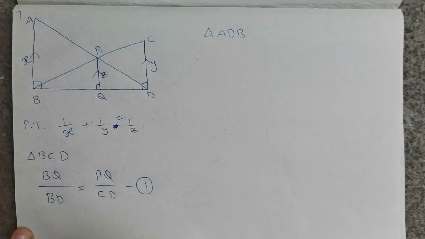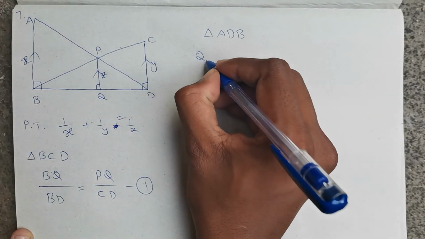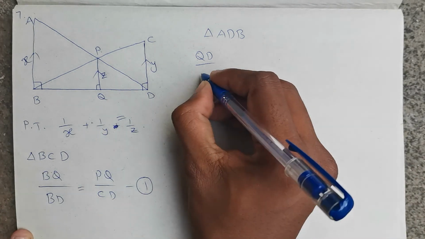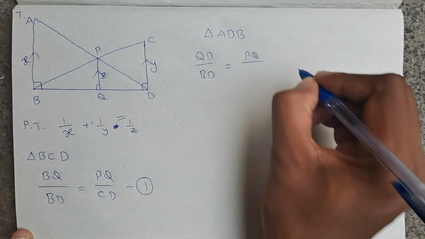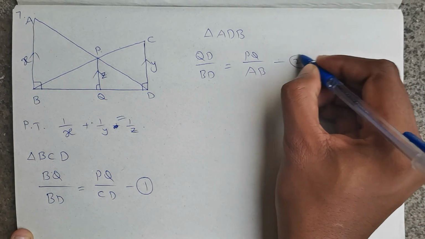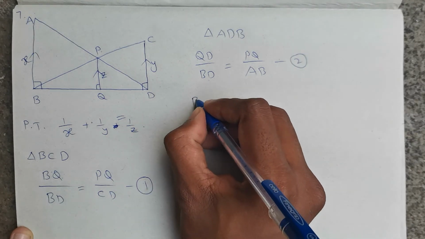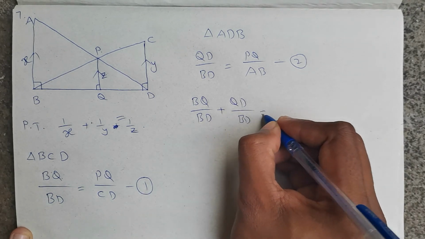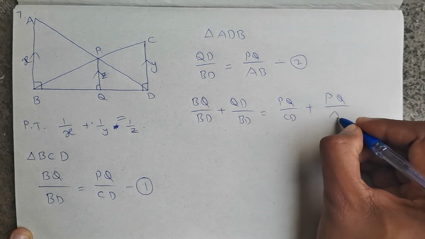Now let us apply the BPT for this. First side of the smaller triangle QD divided by the first side of the bigger triangle BD is equals to base of the smaller triangle PQ divided by base of the bigger triangle AB. This is equation number 2. I will add these two equations. So BQ by BD plus QD by BD is equals to PQ by CD plus PQ by AB.